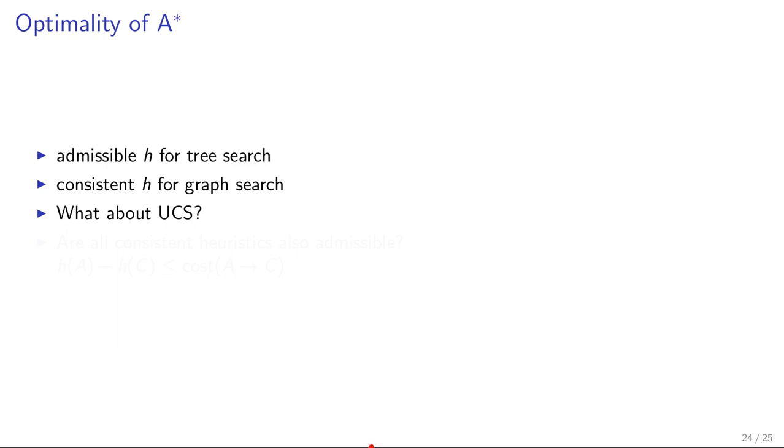And if you want to get it formally right, and you want to be sure that in all kinds of weird cases your algorithm works, then for graph search you need this consistency, and admissibility is not enough, right? But again, these are really special cases.